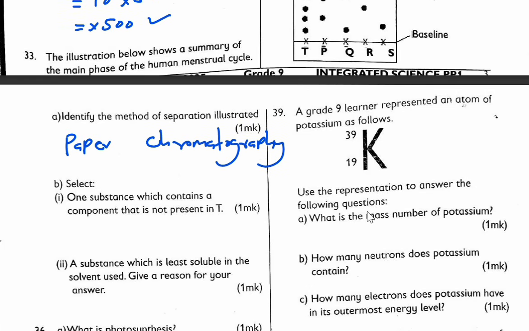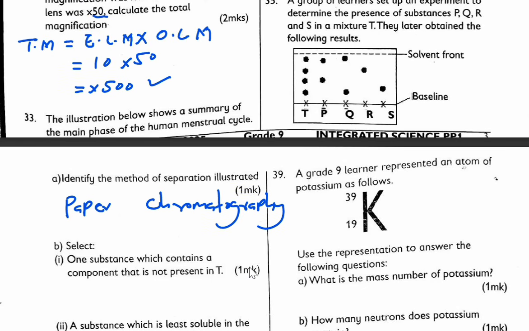Part B. Select one substance which contains a component that is not present in T. So this one is not in our level, but I'm going to teach you. It is important that you know. Let us go back to our diagram. So how do you know a component that is present in T? Remember, T is the mixture. So if you want to know the component present in T, then the distance traveled is at the same level as T. For example, here you can see for P, the distance is the same as these two points I'm pointing. They have the same level, and also here the level is the same.